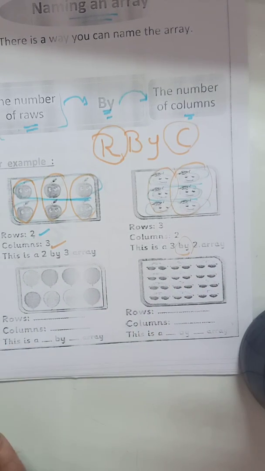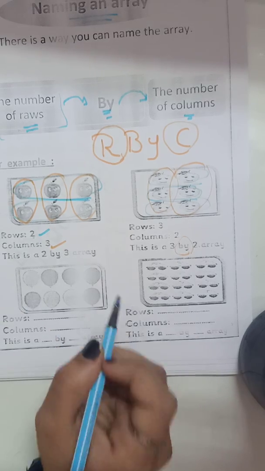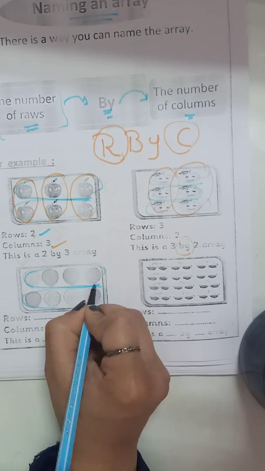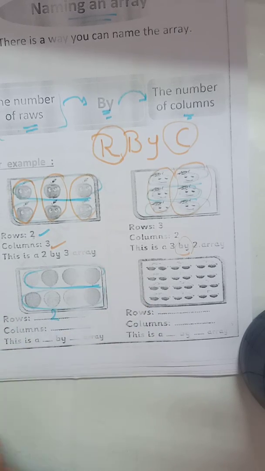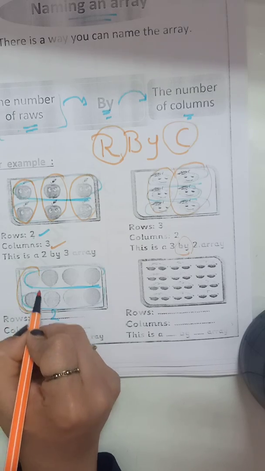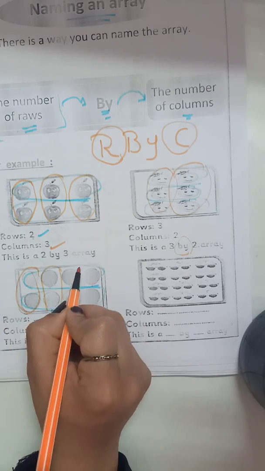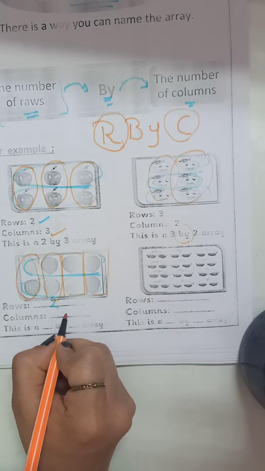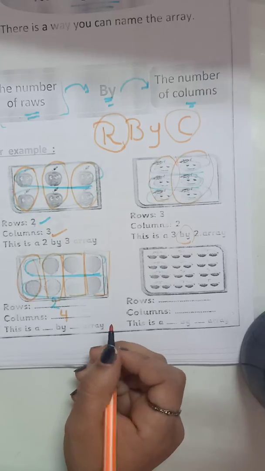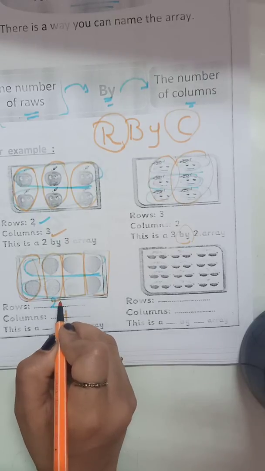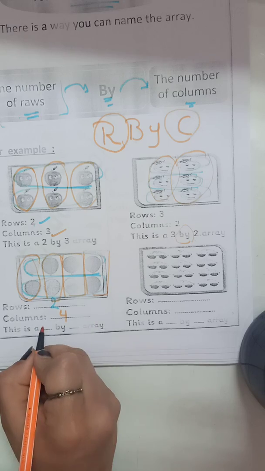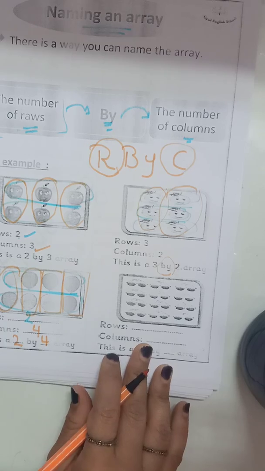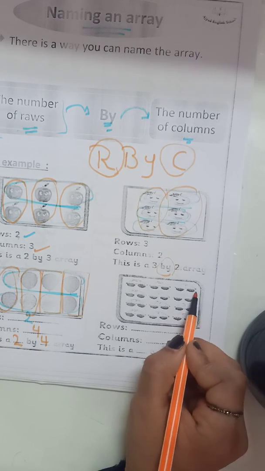The next one, how many rows? Start from rows, please. How many rows? 2. And how many columns? 1, 2, 3, 4. So what is the name of this array? It's called what? 2 by 4 array.